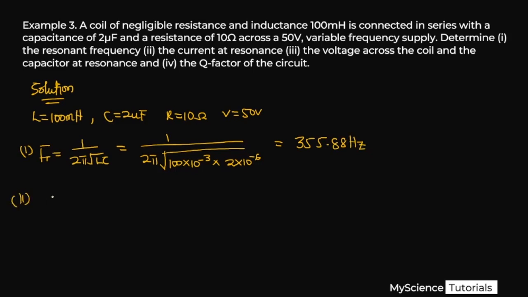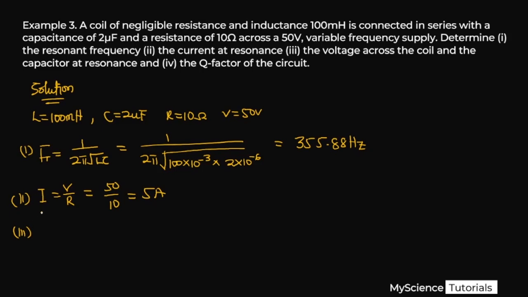Okay, so now that we have the resonance frequency, let's look at part II. We have to determine the current at resonance. So the current at resonance is equal to voltage over resistance. Our voltage is 50, our resistance is 10, so this is equal to 5 amperes. So let's go ahead and find the third one, III, the voltage across the coil and the capacitance at resonance.